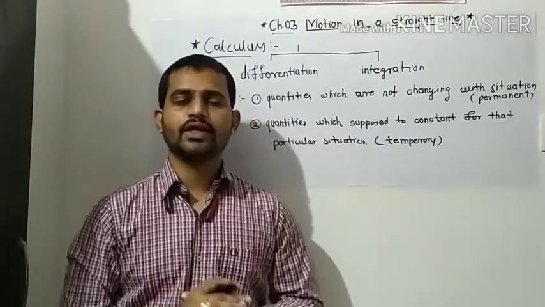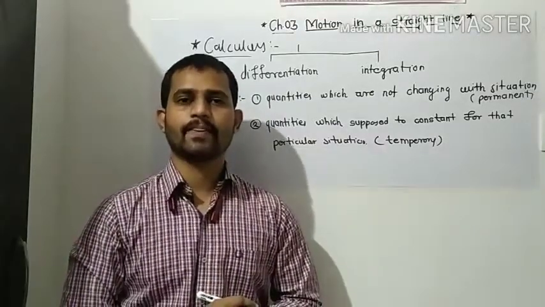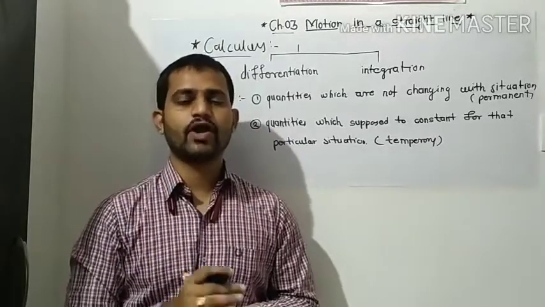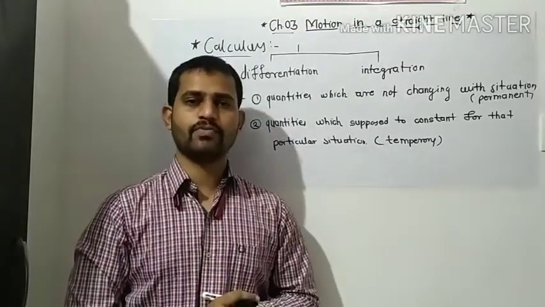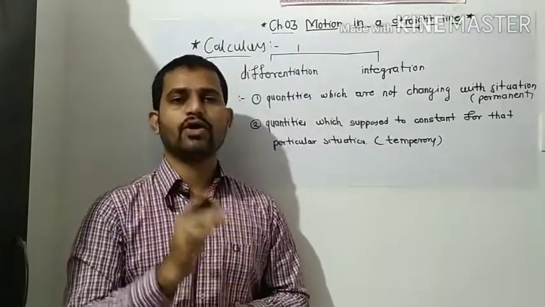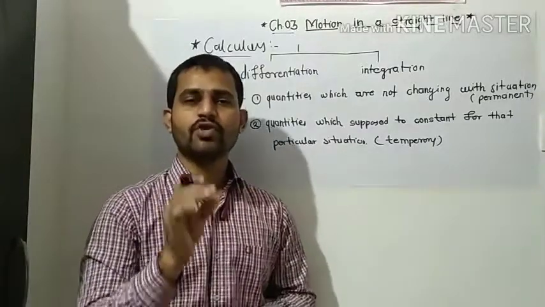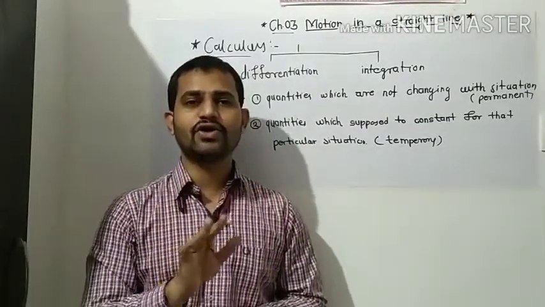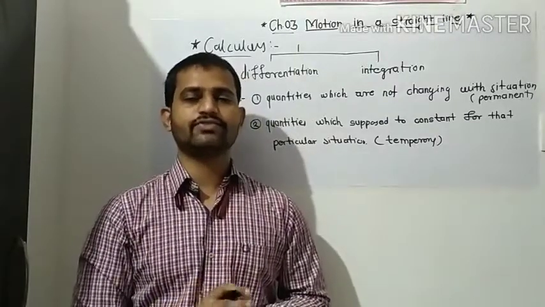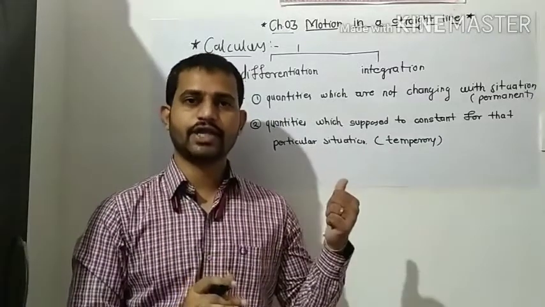Then some constants are there, like the value of pi. What is the value of pi? It is 3.14. We are considering the value of pi as 3.14 or 22 upon 7 as per our convenience. So the value of pi is permanent. It is not changing with respect to the situation. So that type of constant comes under the first category.